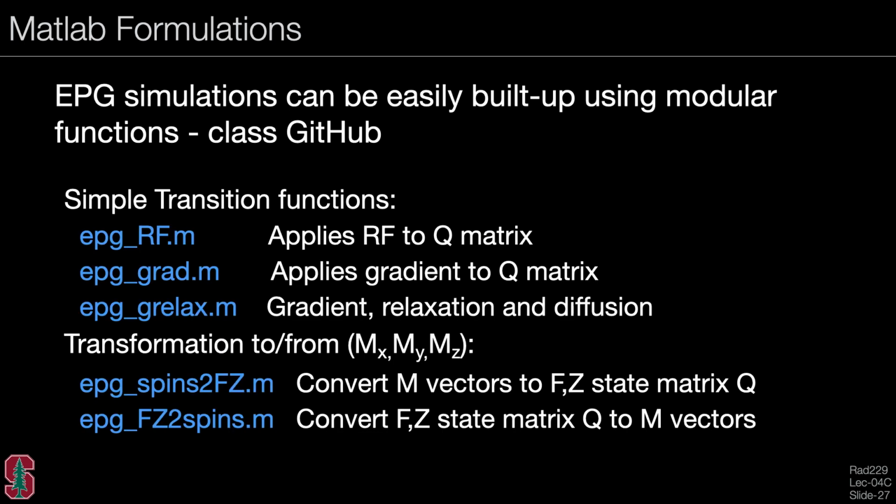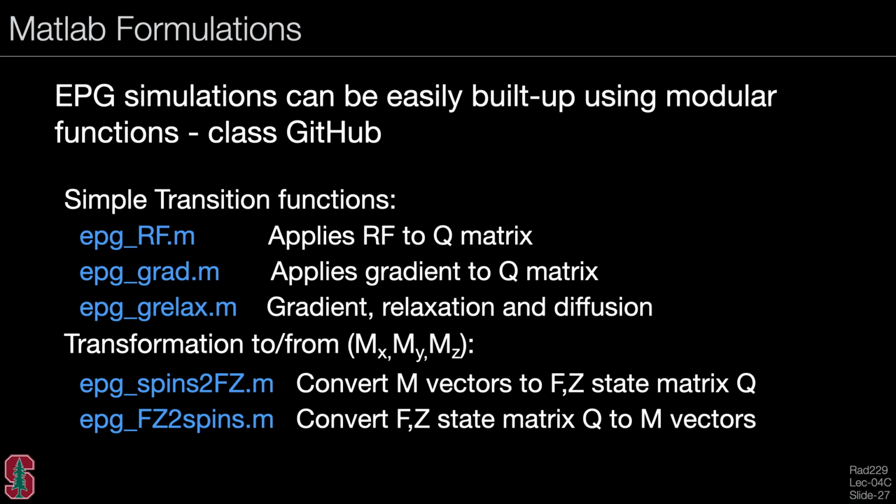So now we'll talk briefly about Matlab formulations, which we'll work much more with in class. The extended phase graph simulations can be very easily built up using modular functions, and these are in the class GitHub. And really with about 5 functions, you can create almost all of the examples that I've shown. We have simple transition functions. EPG RF simply applies an RF pulse to the Q matrix. EPG grad applies a gradient. EPG G relax is a compact way to apply gradient, relaxation, and diffusion all at once.